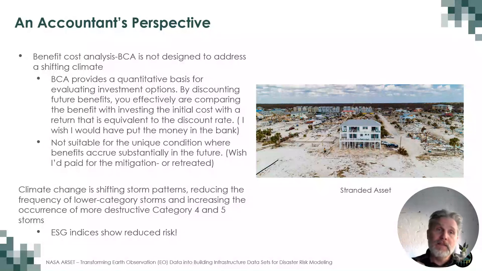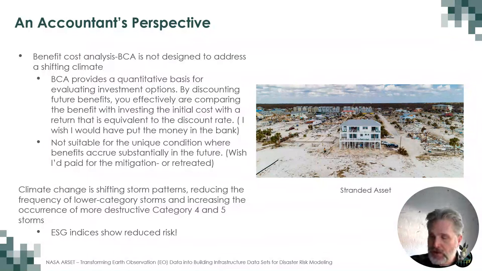The problem is that's not suitable for the unique condition where benefits accrue substantially in the future, right? Where you've got, for example, a coastal risk that's getting much more severe. And it's a no-brainer that protecting against that eventual inevitability, if you will, of that coastal risk with sea level rise affecting your house, of course you would want to have spent that money to mitigate it if you can. So it's the wrong tool, I believe, to address a shifting climate.